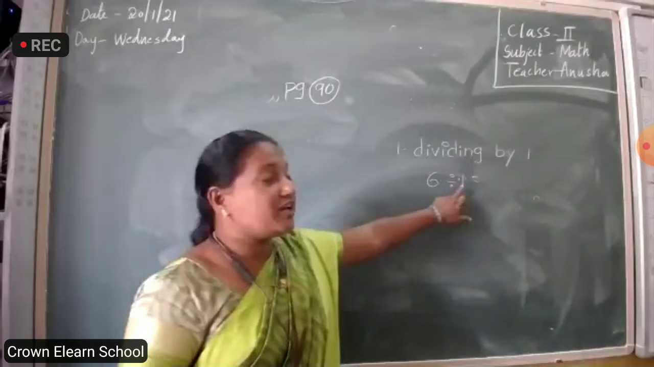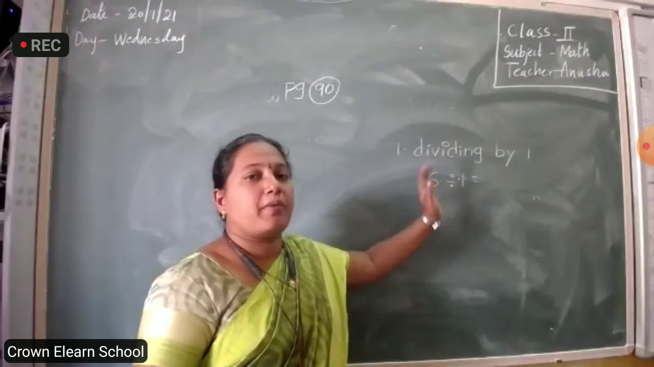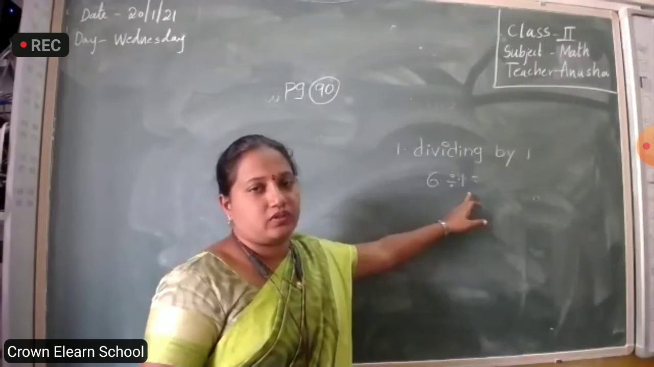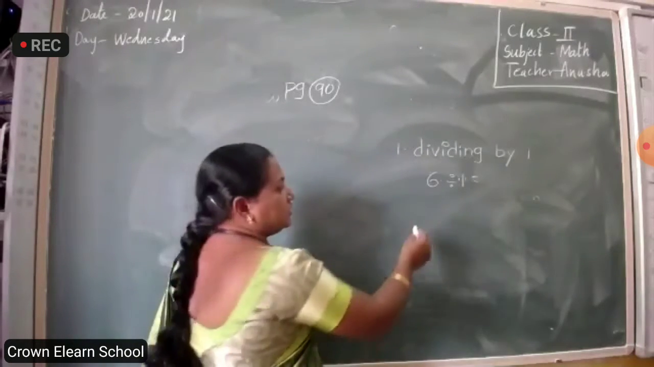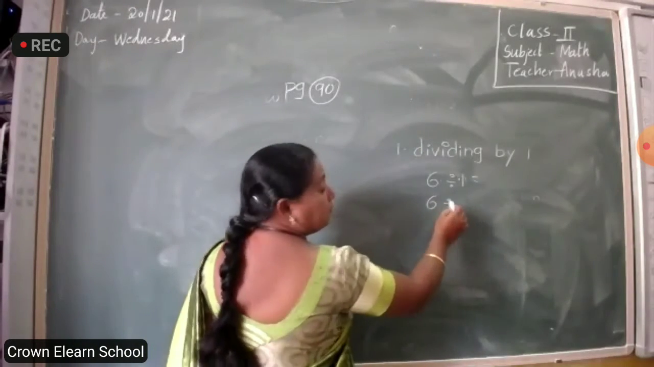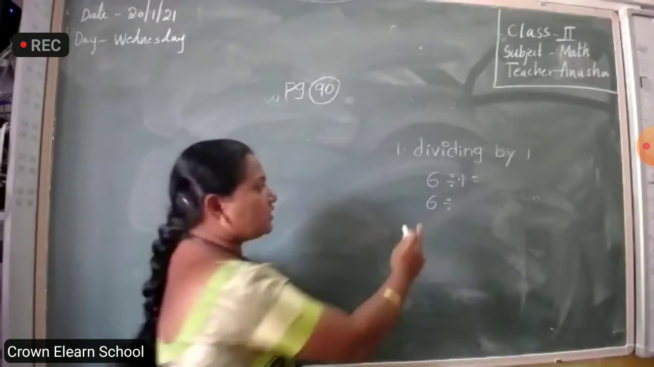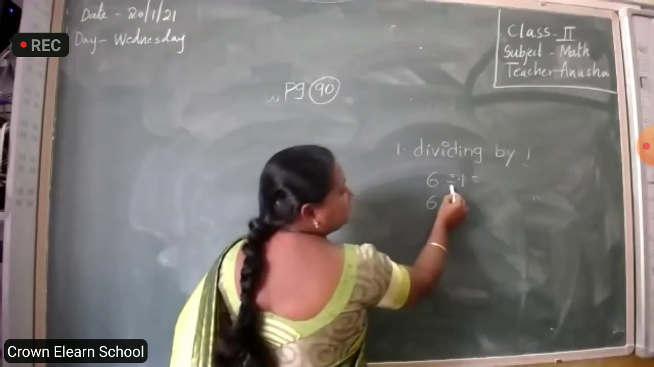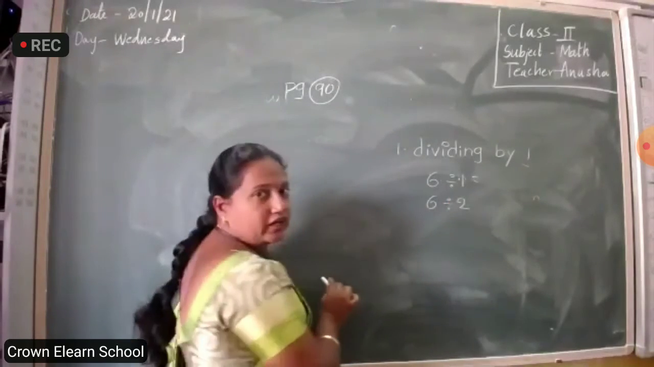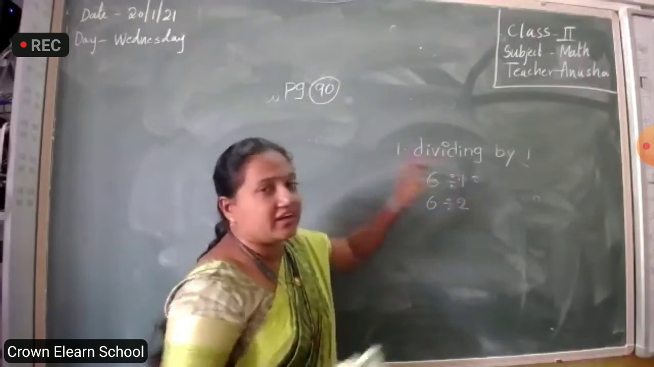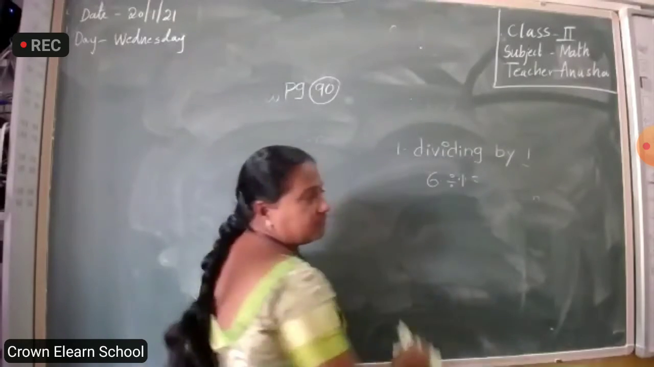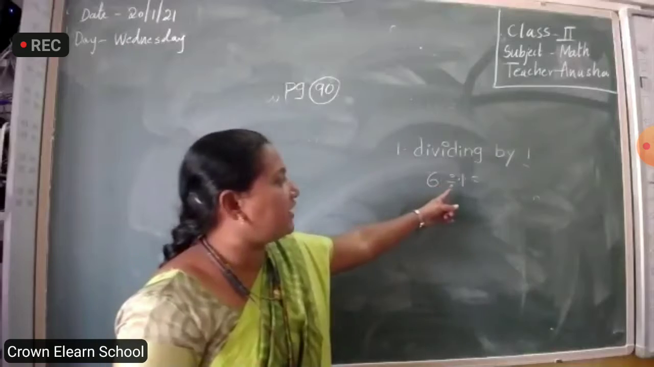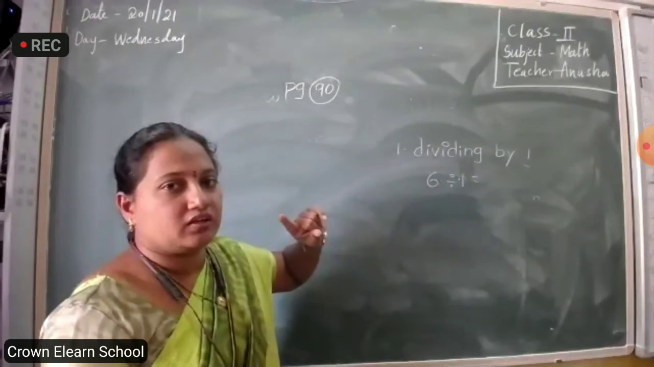So we have to divide by 1. By 2 means by 2. After the division symbol you have to keep that number. Now divide 6 by 2. By 2 means the number after the division symbol. Okay, Nana? Now, 6 divided by 1. What is the answer? 6 divided by 1, first property.